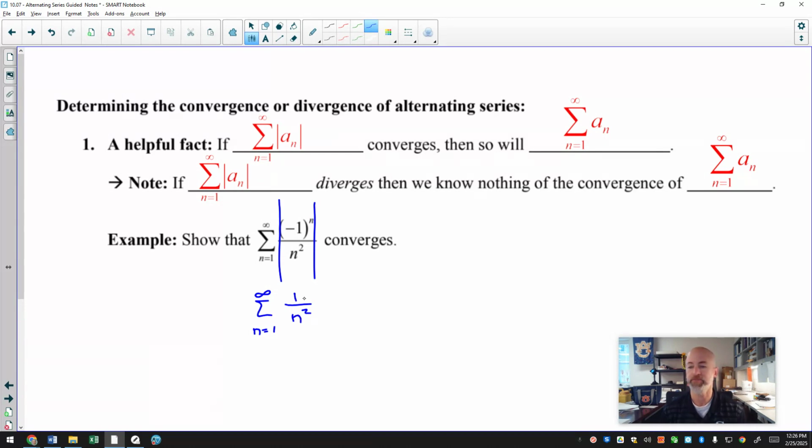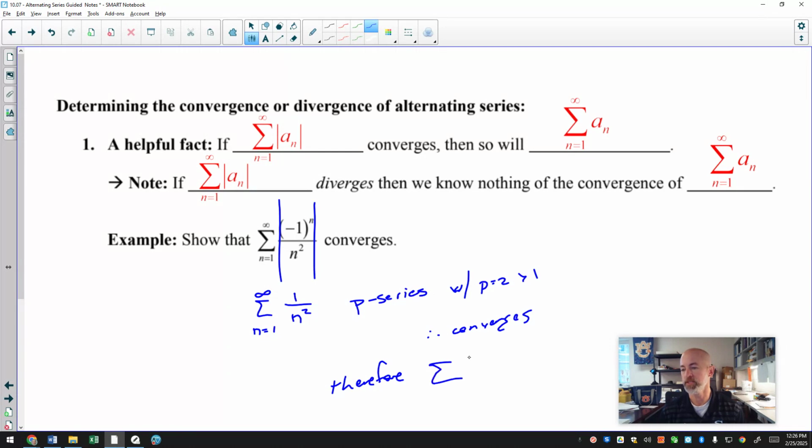And we have +1 over n squared, and that is a p series with p equal to 2. That is greater than 1, therefore this converges, which means, therefore, my original series, which was -1 to the n over n squared, also converges. And so that's how you can use this little fact about the absolute values. And if it works, it's quicker than going through the alternating series test.